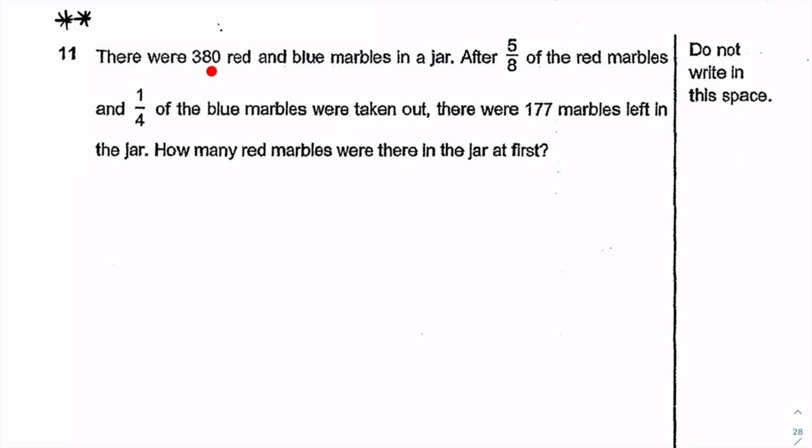So we've got a total of 380 reds and blues. After 5/8 of the red, we don't know how many reds there are, but 5/8 units. And 1/4 of the blues, we don't know how many blues, but a total of 4 units of blues were taken out. There were 177 left. So I can form an equation here. Knowing that the total red marbles was 8 units at first, we can say 8/8R, and 4/4 blues is 380. So this was the number of marbles at first, yeah?